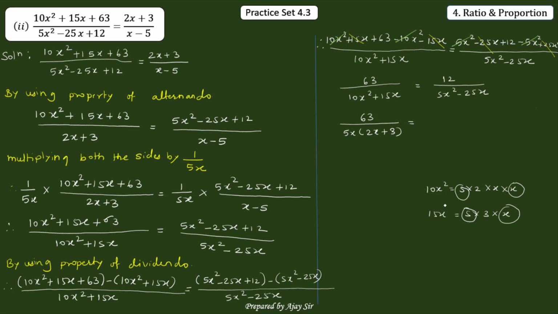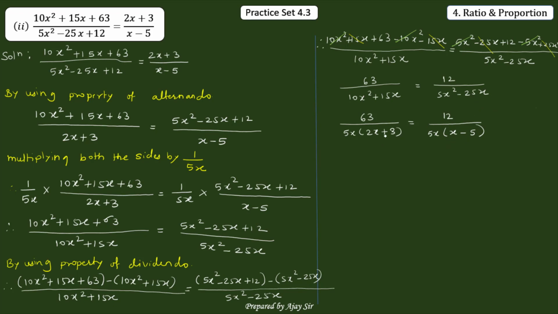Similarly, you can use the same common terms in the right hand side also. Some terms get cancelled now in the right hand side, so that is 12 upon 5x. Again, here if you take common, x is remaining minus 5 is remaining, because x is also common here.